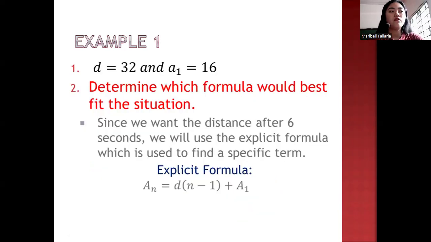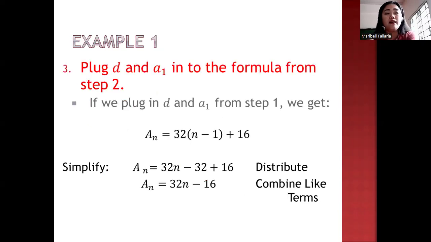After that, we're going to determine which formula would best fit the situation. Since we want the distance after 6 seconds, we will use the explicit formula, which is used to find a specific term. What is the formula of an arithmetic sequence? We have a sub n is equal to, as you can see, b times n minus 1 plus a sub 1. The positions of a sub 1 and b are just reversed, but it's the same formula. Next, plug b and a sub 1 into the formula from step 2. Again, what is the formula?